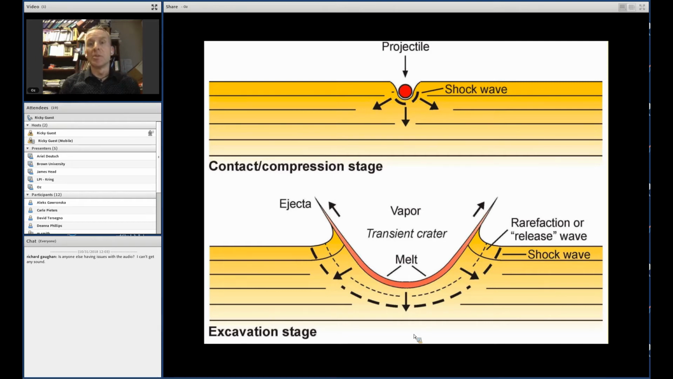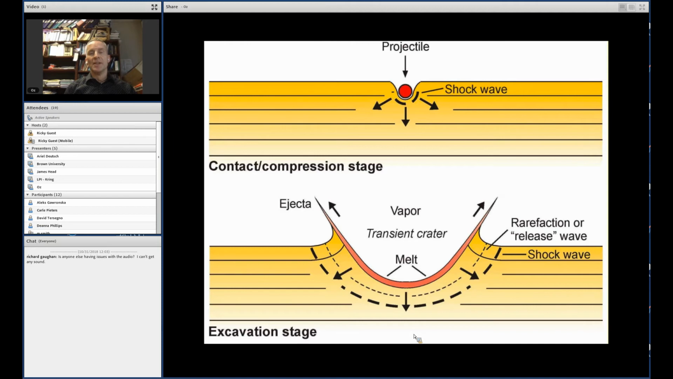We can divide the impact cratering process into 3 main stages: contact and compression, excavation, and modification. And right at the outset, I think it's important to highlight that impact cratering is unlike any other geological process. The timescales are very short, the energies involved are very large, and the strain rates are far greater than even the largest volcanic eruptions that we tend to see.